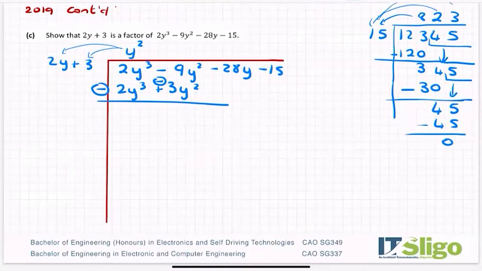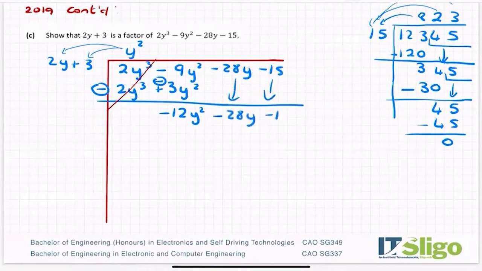So you can see there that 2y cubed minus 2y cubed cancels to 0, so that's good. Minus 9y squared, so minus 9 minus 3 is minus 12y squared. Take these down. I haven't used them yet. Minus 28y minus 15. Then you do it again, just like here, where we divided the 15 into the 34 again.